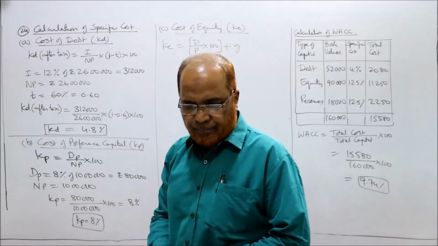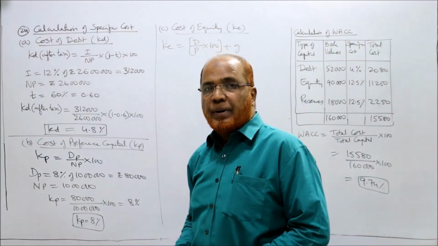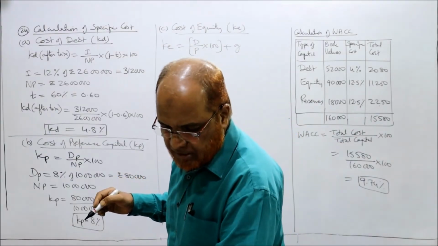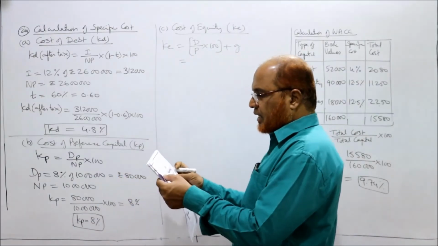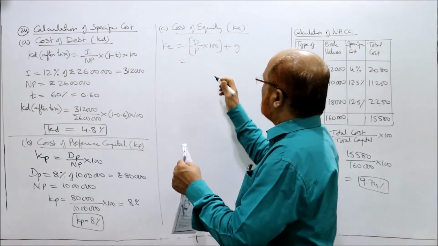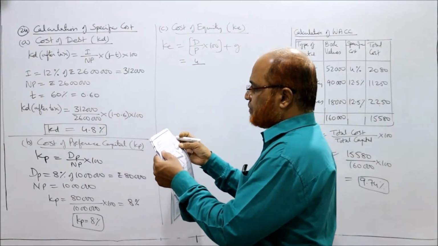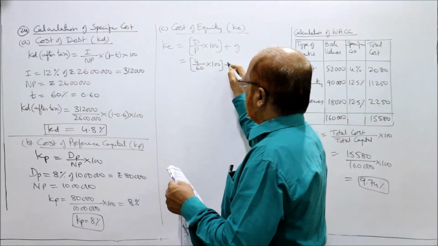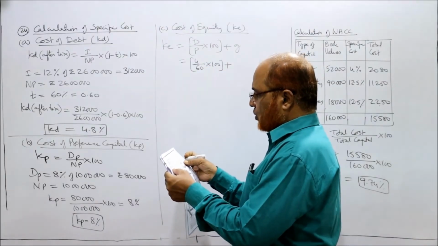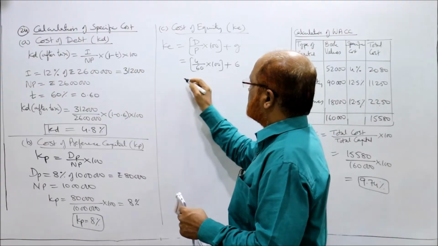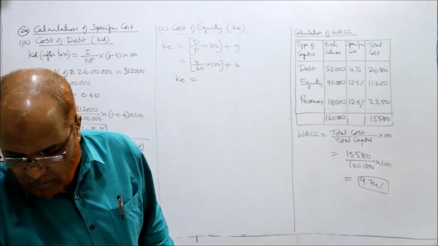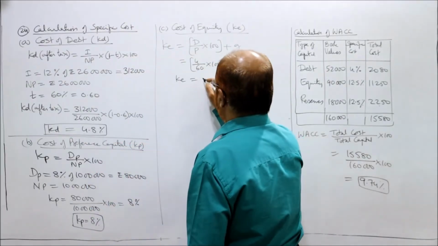Because we are given dividend, price and growth rate. The dividend per share is given in the problem. The dividend per share is 4 rupees. Market price per share is 60. Growth rate in dividend is 6%. So KE is equal to, we'll get 12.67%.